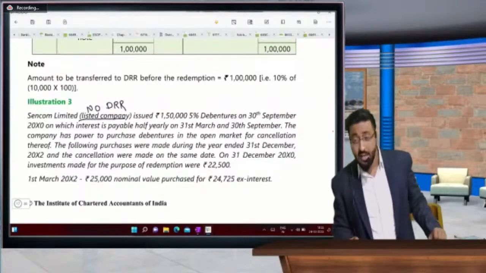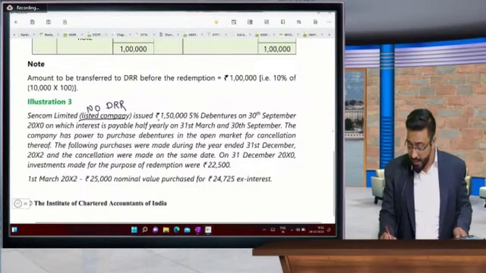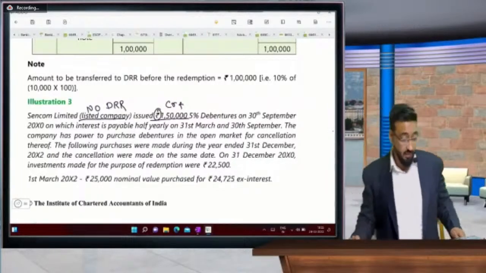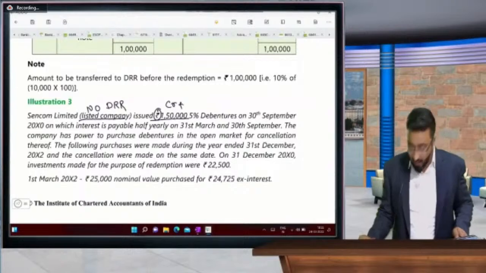चलो सॉल्व करते हैं. Sencom Limited, listed company. Listed company means there is no DRR. No DRR. Issued 1 lakh 50,000 debentures. So it is rupees, not number. So debentures credit plus 1 lakh 50,000.